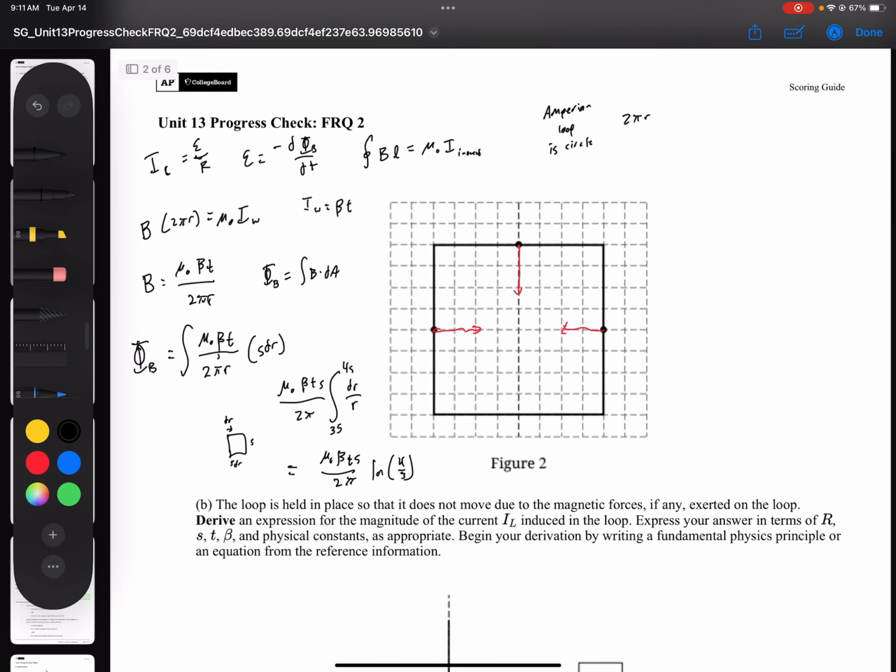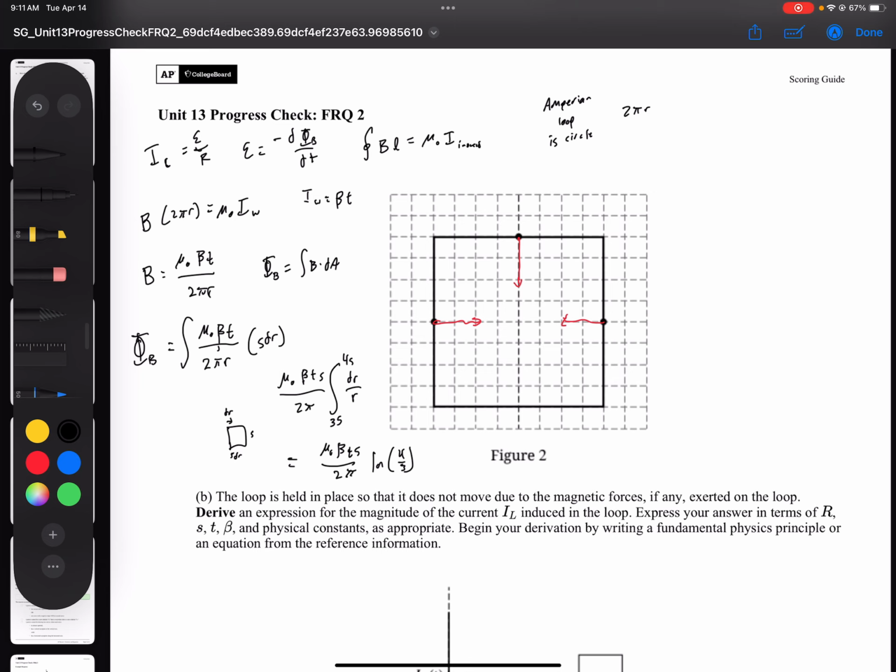We're trying to figure out an expression for the current induced in the loop. This is our magnetic flux, so now we have to look at the change in magnetic flux with respect to time. We just take the first derivative with respect to time, which is easy because there's just a t here. The derivative of t is just 1, so I have mu naught times beta times s over 2 pi times ln 4 over 3. Again, the t disappeared because we took the derivative.